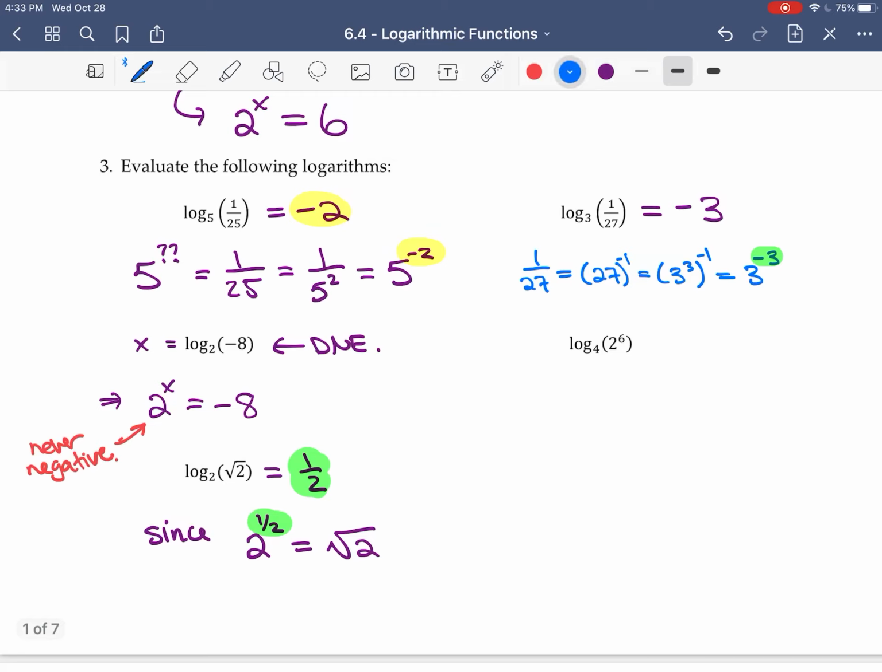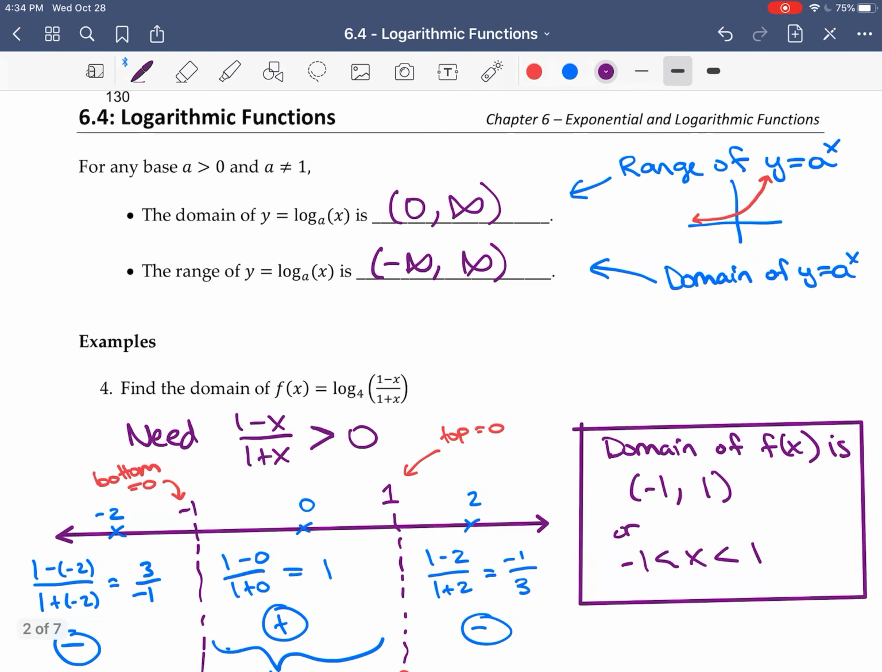Similarly, down here, we want to write 2 to the 6 as a power of the base 4. So 2 to the 6 is 2 to the 2 times 3. So that's 2 to the 2 cubed, so that's 4 cubed. So this log is the exponent I need to raise 4 to get 2 to the 6. So that's the 3 there, and the log is equal to 3.